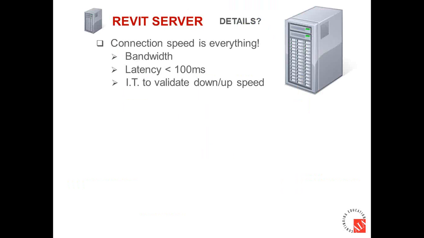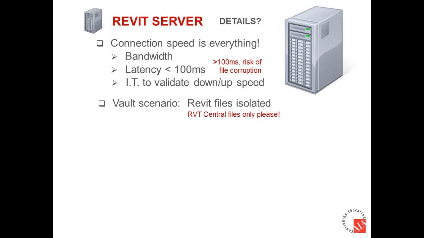Revit Server detail: everything is about bandwidth and latency. Typically, they use 100 milliseconds as the maximum that you can allow. You want less than that. If you have 100 milliseconds and above, you have a serious risk of file corruption happening to the central file. There is a vault scenario, and people are surprised by this, but when you have Revit files, they become totally isolated in the Revit server, and only central files go in there. So even your link files don't go in there, so now you're separating them out into multiple locations.